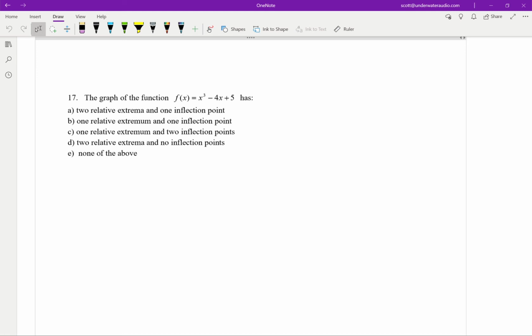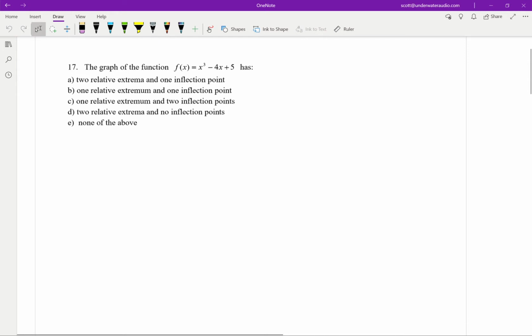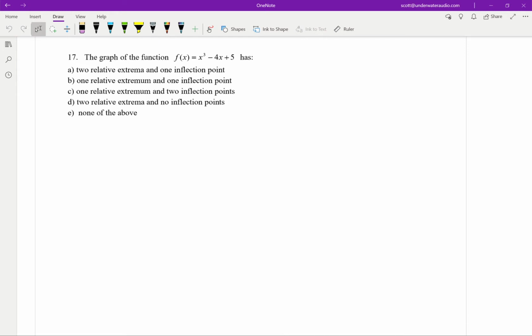Hey everybody. I just wanted to do a couple problems that were on the review. I did pick these ones for a reason, but that doesn't mean you should just study the three that I'm about to do. Study them all, but pay special attention to these ones.